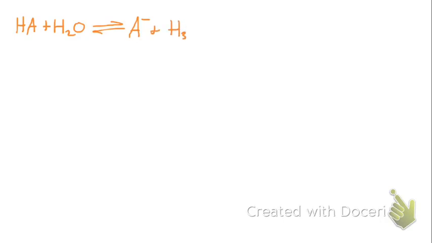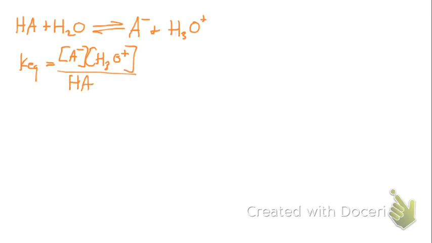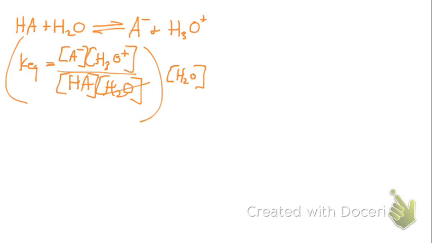So, here's our equation for a weak acid. So HA is a weak acid, usually with the way we write it. I'm just going to start out like this. So the equilibrium constant is going to be products over reactants. I'm going to multiply the concentration of H2O. It will move it to the other side.